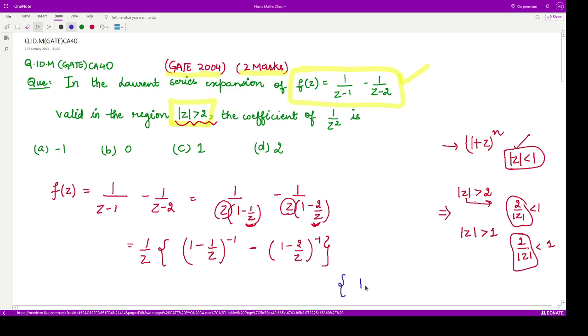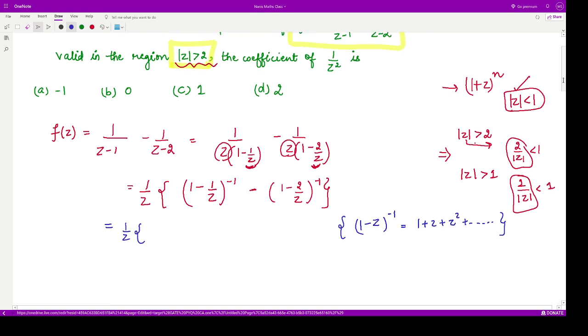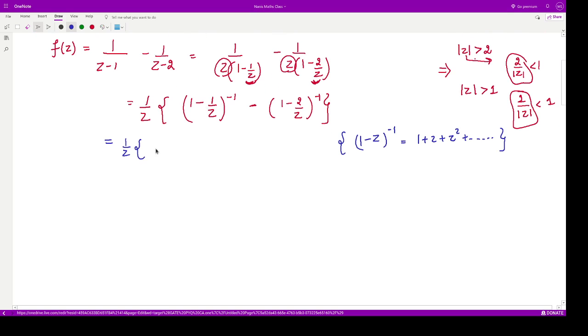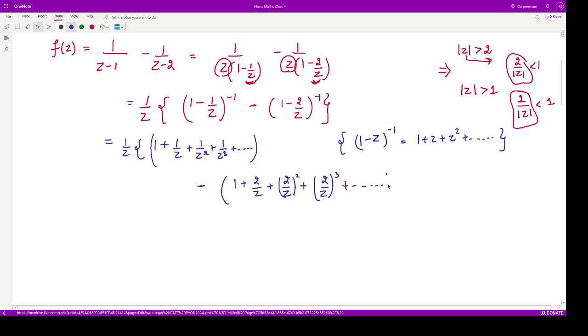So we have this expansion, 1 minus z raised to power minus 1. This is equivalent to 1 plus z plus z square and so on, right? So this is the expansion. So we can solve this. So let us see what we obtain. While solving this first term, I would have 1 plus 1 by z plus 1 by z square plus 1 by z cube and so on, right? And similarly in the second term I have 1 plus 2 by z plus 2 by z whole square plus 2 by z whole cube and terms so on, right?